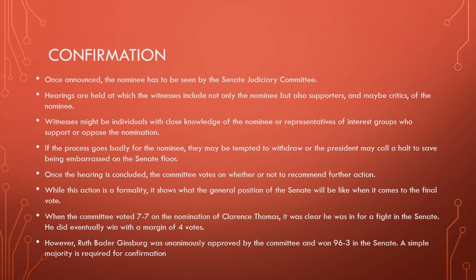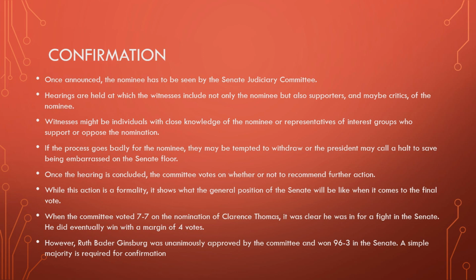Witnesses might be individuals with close knowledge of the nominee or representatives of interest groups who support or oppose the nomination. If the process goes badly for the nominee, they may be tempted to withdraw, or the president may call a halt to save themselves being embarrassed on the Senate floor. Again, the Senate Judiciary Committee cannot stop the nomination, but they have a big impact on what happens in the Senate, and they're like a litmus test for what happens in the Senate as well.